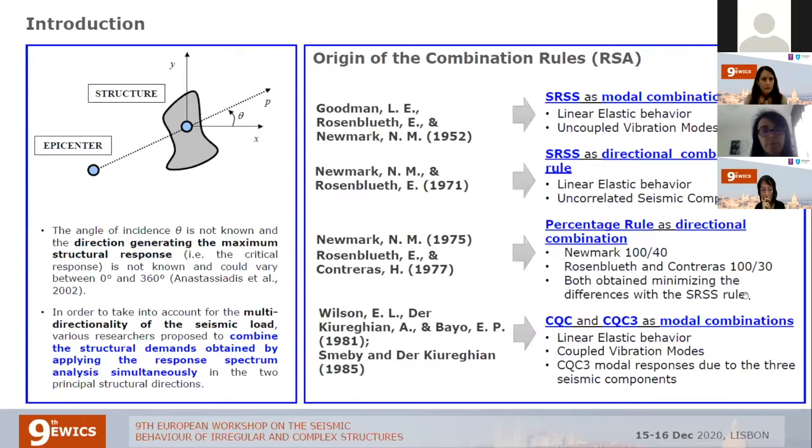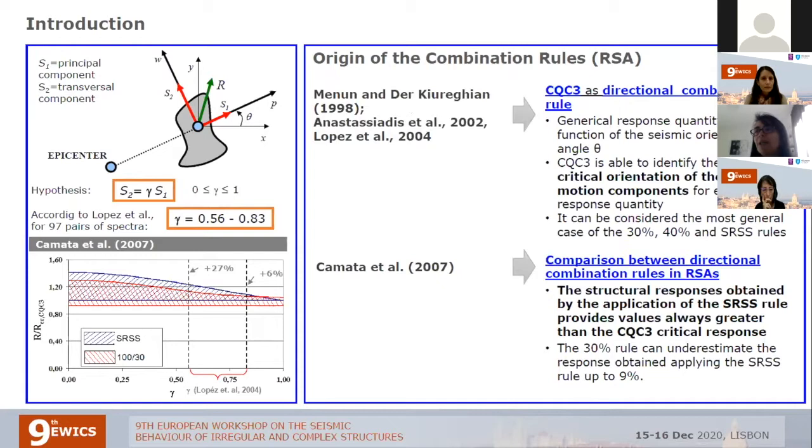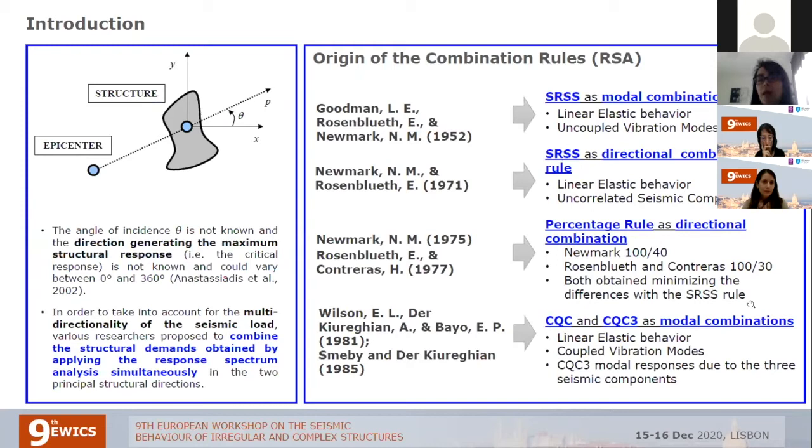In order to compute a structural response that takes into account the multidirectionality of the seismic load, various researchers proposed to combine the structural demands obtained by applying the response spectrum analysis simultaneously in the two principal structural directions. Newmark and Rosenblueth in 1971 stated the SRSS rule. The first application of this rule is due to Goodman for combining the vibration modes. Subsequently, Der Kiureghian and Wilson formulated the CQC rule for closely spaced modes. Further considerations about the application of multi-component earthquake excitation in linear analysis were performed by Newmark in 1975 and Rosenblueth and Contreras in 1977.